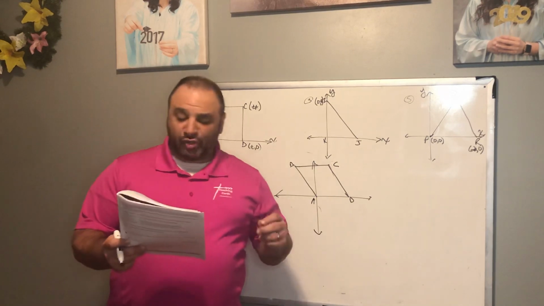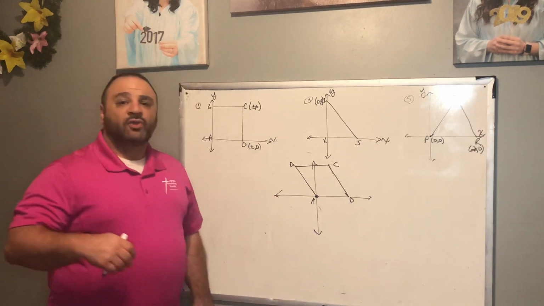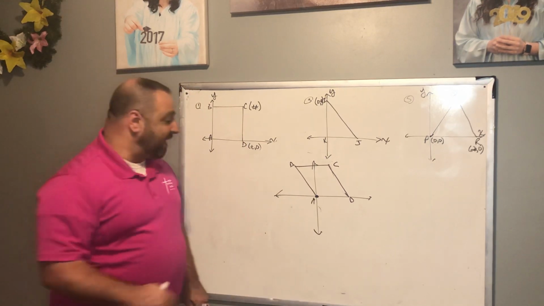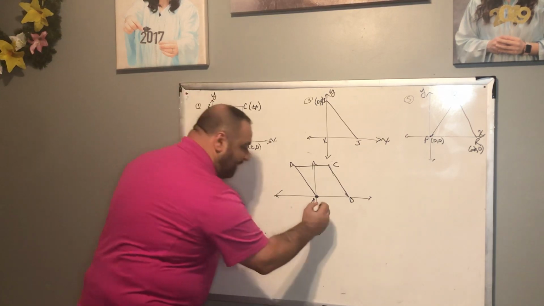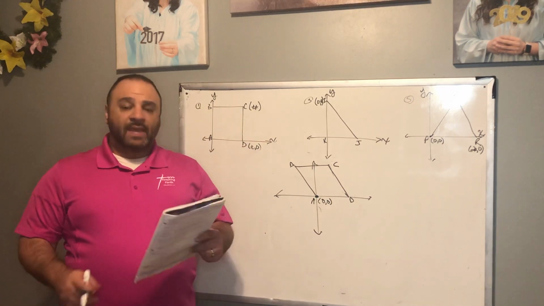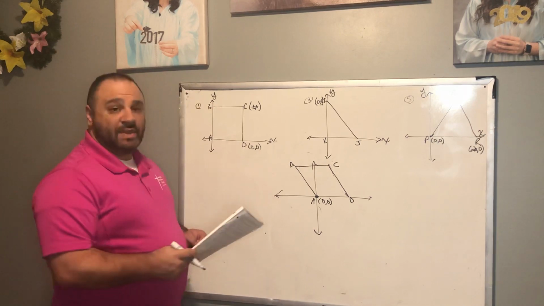Now notice A. What would be the coordinates of point A? Since it's at the origin, the coordinates of A would be what, class? At the origin, it would be 0, 0.